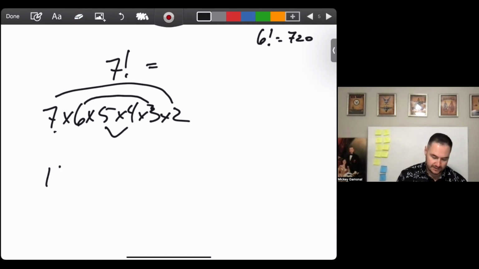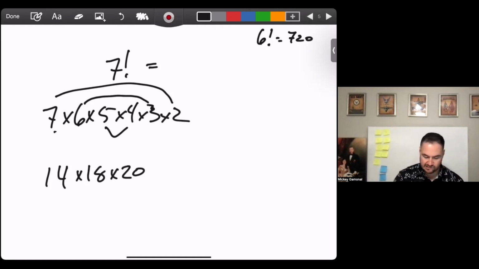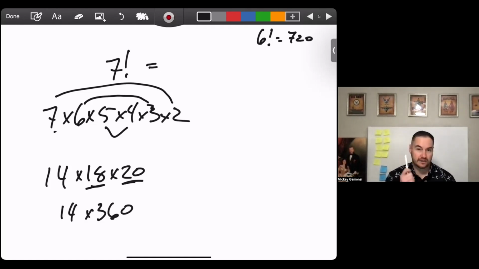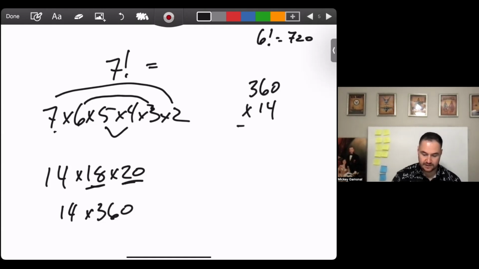7 times 2 is 14. 6 times 3 is 18. 5 times 4 is 20. And then I'll stack them, I guess. I mean, 20 times 18 is pretty easy because it's just like 2 times 18, which is 36 with a 0. So I'm actually going to shortcut it there. Again, these shortcuts, you only want to do them when you know what you're doing. So I knew that I had to double 18, which I already know is 36, and add a 0 because it's not times 2, it's times 20. So 20 18s makes 360. And last, 360 times 14.